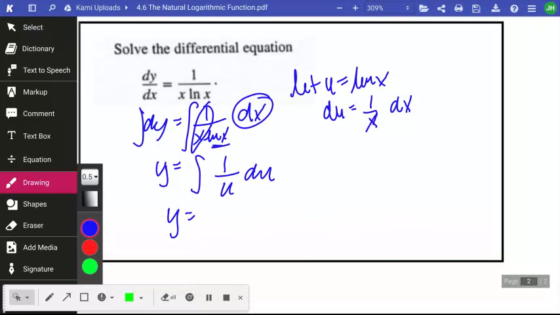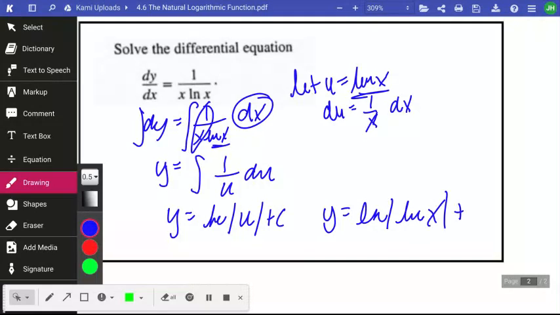So y is equal to natural log absolute value of u plus c. And then I'll need to plug in my u. It's a little weird looking in the sense that our answer is y equals natural log absolute value of natural log of x plus c. And that is your answer.